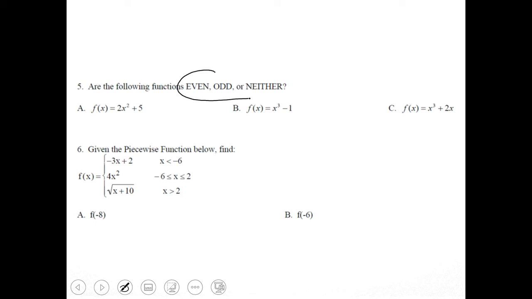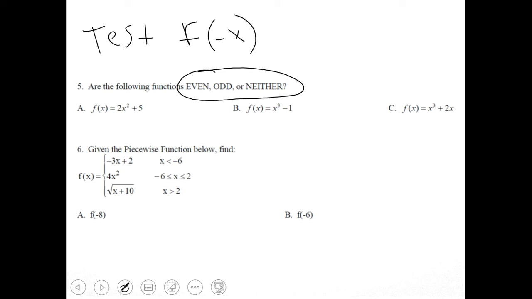Notice that we're back to the even, odd, neither question, but there are no graphs in sight. One option to solve these questions would certainly be to create a graph, look at the symmetry, and then answer. Another way, of course, is to use the test for odd evenness, which means that in the function, everywhere there's an x, you put a negative x. Then you calculate, and one of 3 things will happen.